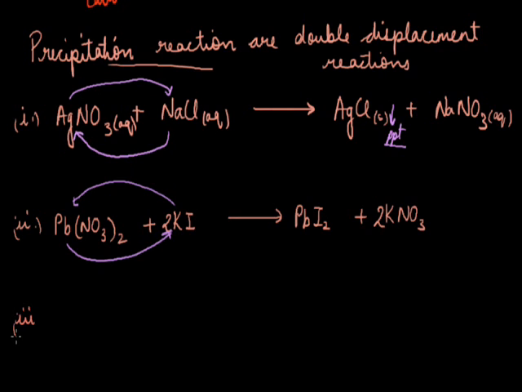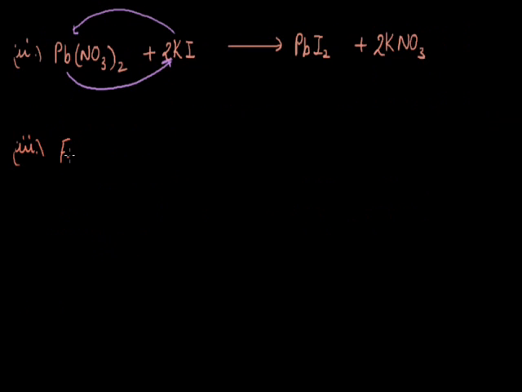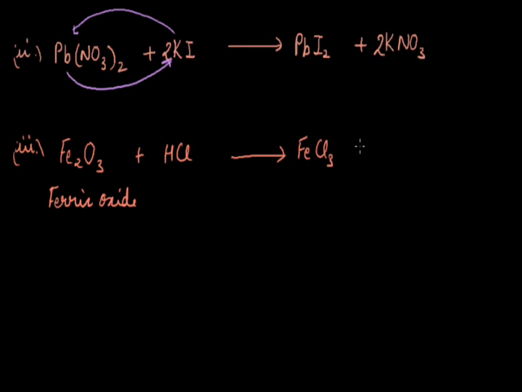Another example in this type of reaction is the reaction of Fe2O3, that is ferric oxide. When it reacts with hydrochloric acid, that is HCl, it will form FeCl3, that is ferric chloride, and water.